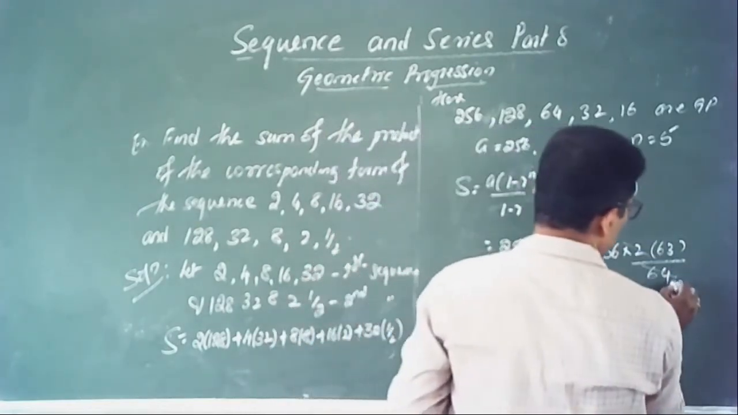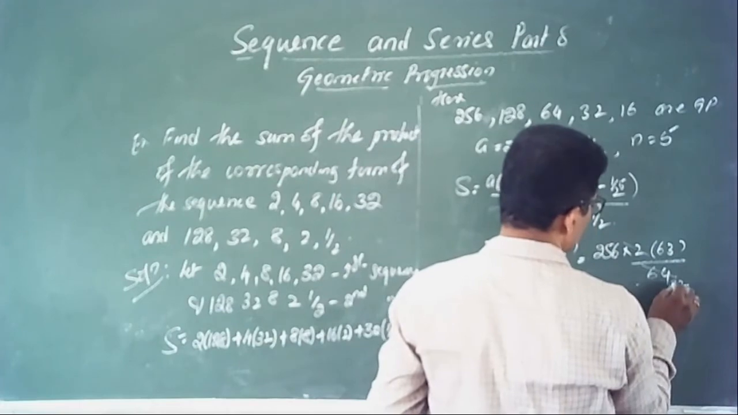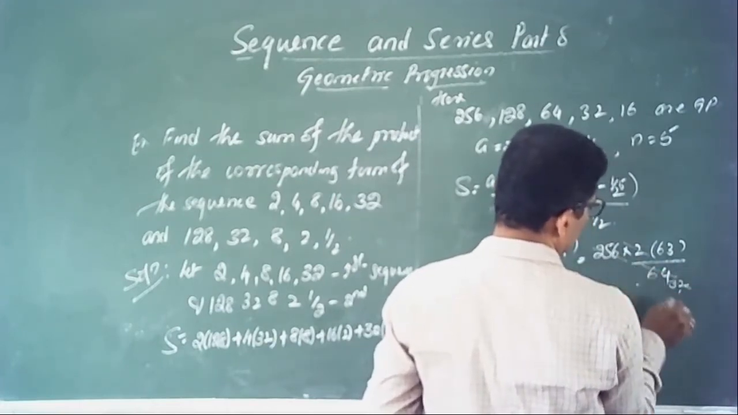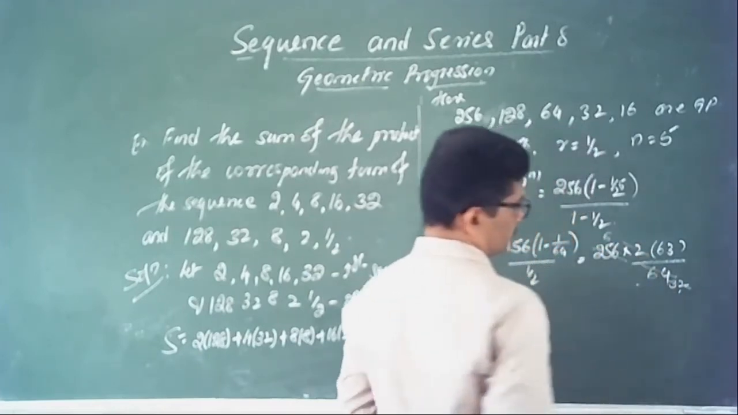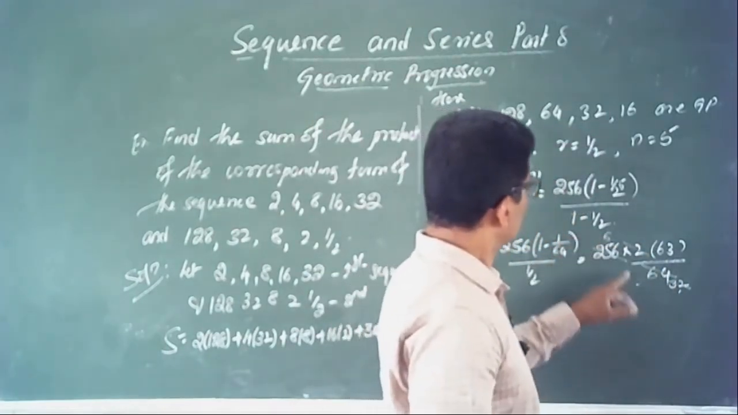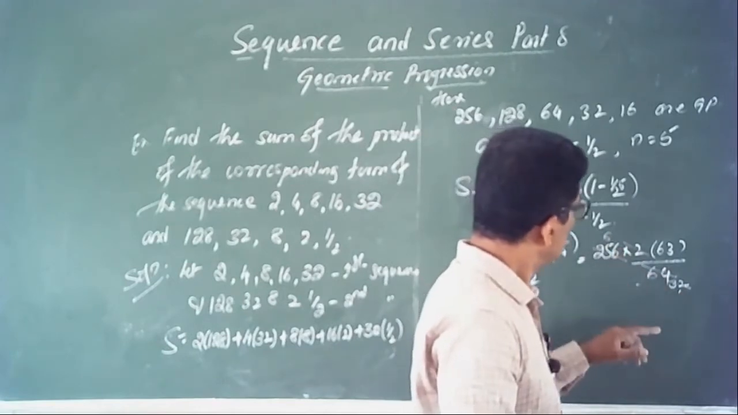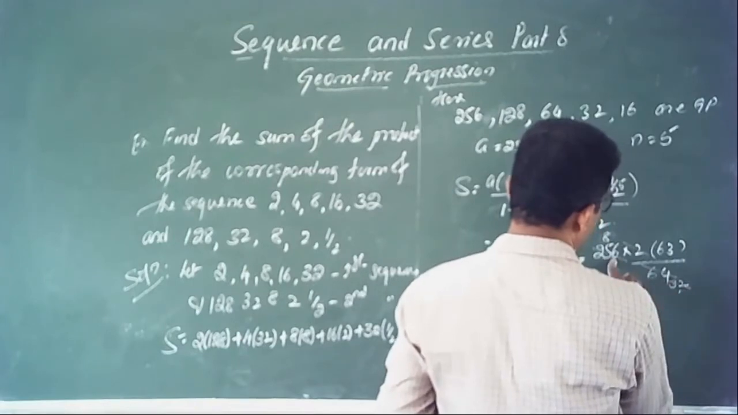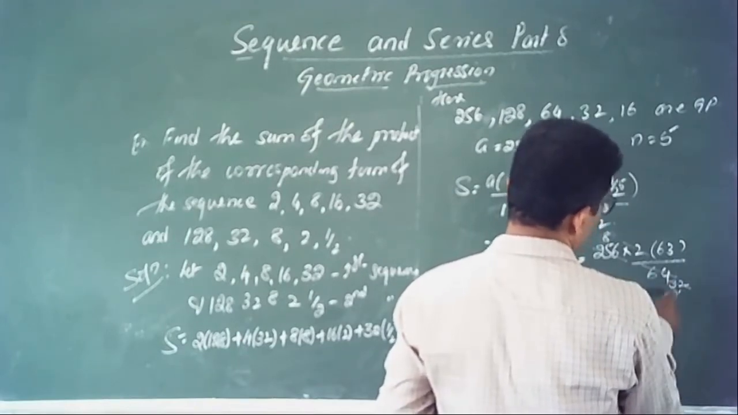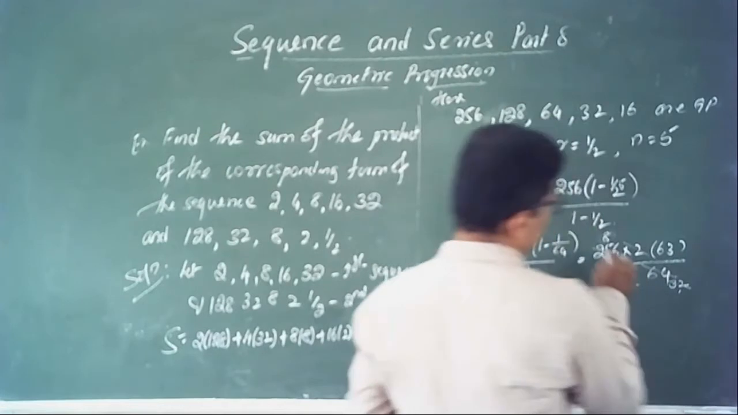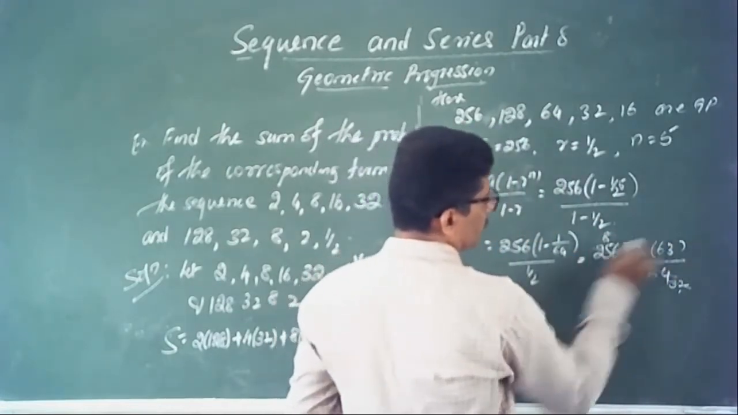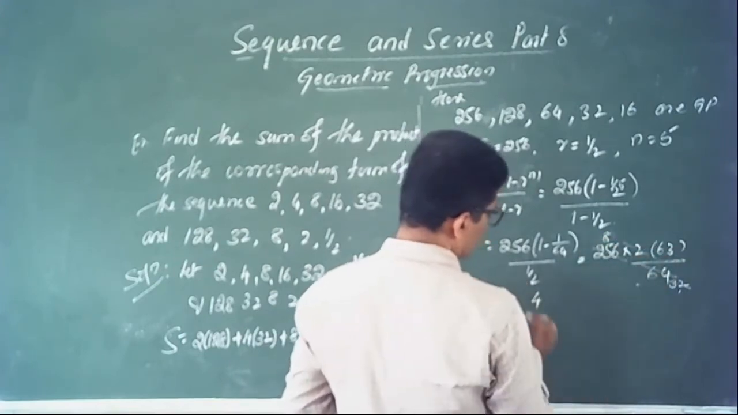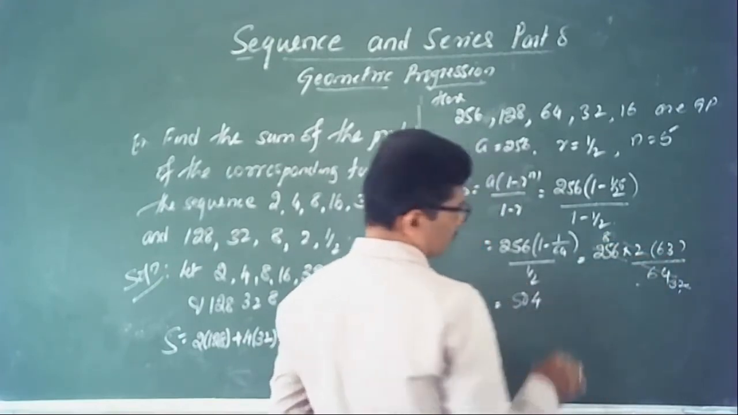Next. 32 into 64, 128. 32 into 6, it's clear. 32 into 8, 2 into 8, 56, 16. The next, 8 into 63, 8 into 3, 24, 8 into 6, 48, and 50. It's clear.